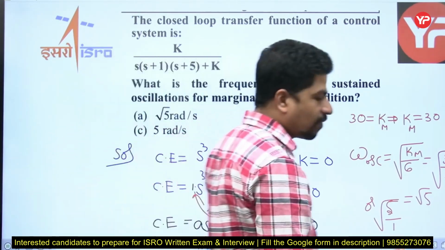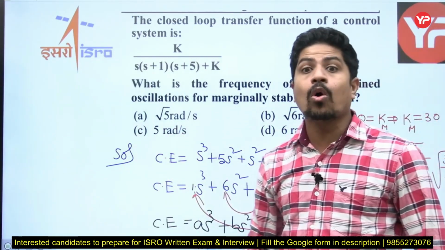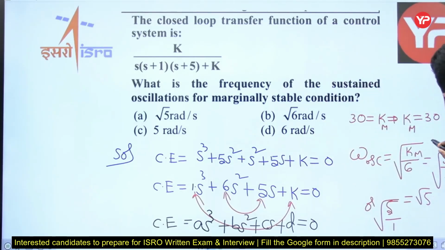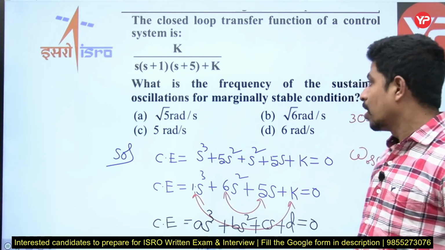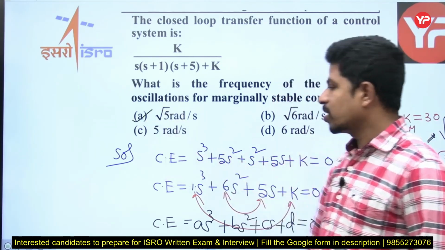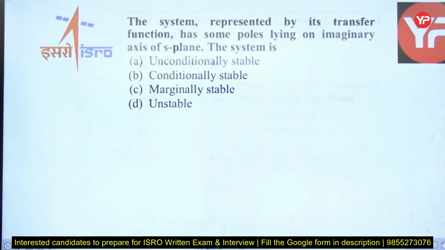What is the formula for omega oscillations? Under root of D by B. Yes, sir. This is from under root of D by B, and this is from under root of C by A. So anyhow, with both we got the same answer. We must get the same answer. Root 5 radians per second. Option is A.